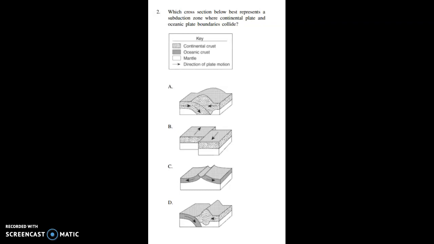Question 2. The cross-section below represents a subduction zone where continental plates and oceanic plate boundaries collide. Key: continental crust, oceanic crust, mantle, direction of plate motion.